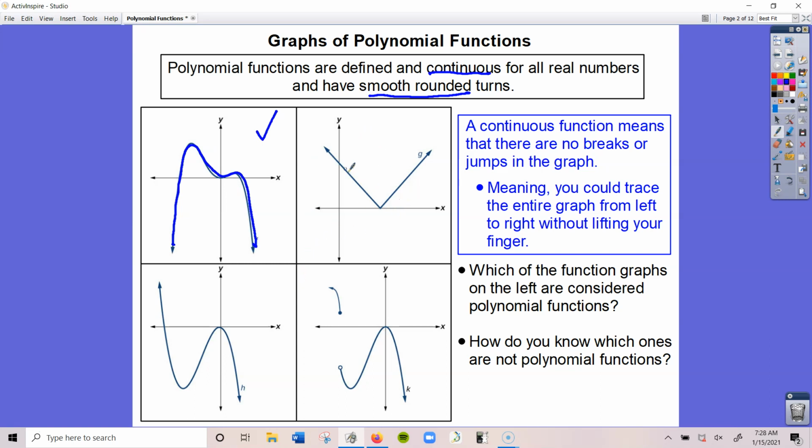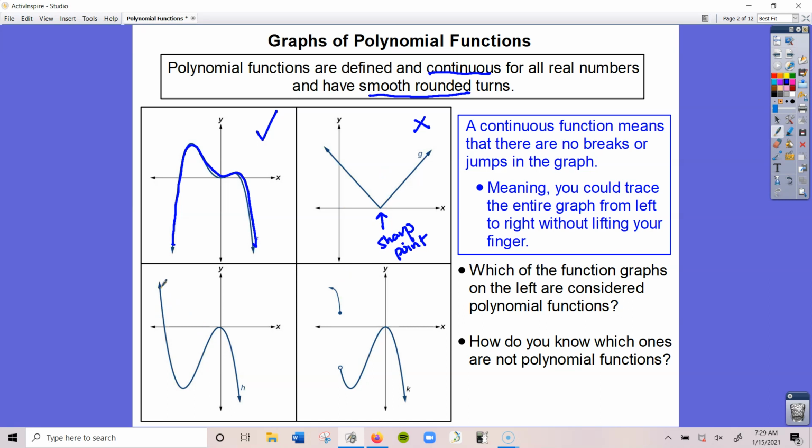This second one here, yes, it is continuous. I can trace the entire thing without lifting my pen. However, we have here a sharp point. And in order for this to be considered a polynomial function, it would have to be smooth curves. So this is not a polynomial function. In fact, if you recall when we were doing transformations, this is the absolute value graph. Remember that absolute value always looks like a V on a graph.